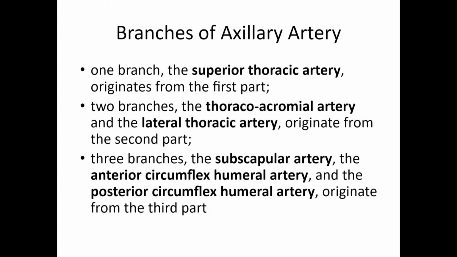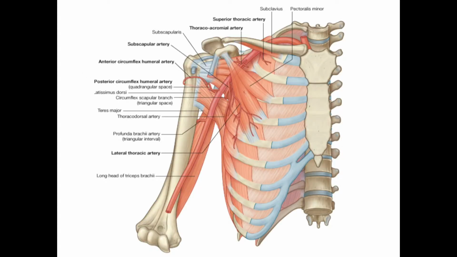And 3 branches, the subscapular artery and the anterior and posterior circumflex humeral arteries, originate from the third part. And we already discussed the third part originations in the sense of the posterior scapular blood supply. So let's now see the first part.